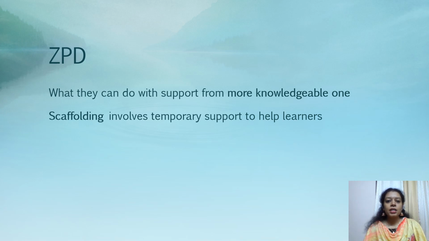So, what is the zone of proximal development? It's a task that a learner can't complete alone yet, but they can complete with support from someone more skilled. That is the more knowledgeable one, such as teachers, peers, mentors, or parents, etc. I think it's clear.